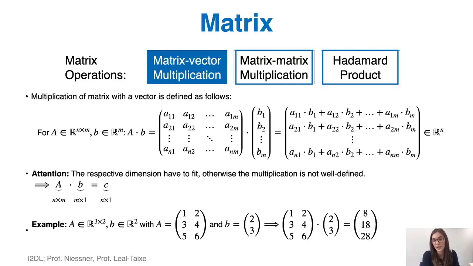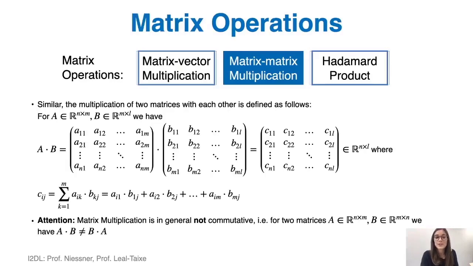On the lower part of the slide, you can see an example which uses a matrix of dimension 3 times 1 and a vector of dimension 2. And then the matrix multiplication delivers an element of dimension 3. Here you can test your understanding of this multiplication by doing this exercise on your own and comparing your solution to the solution down here.